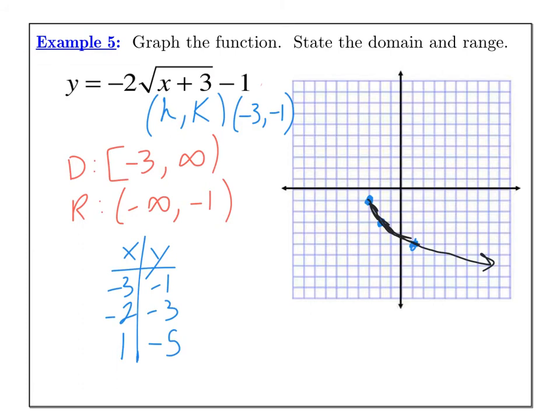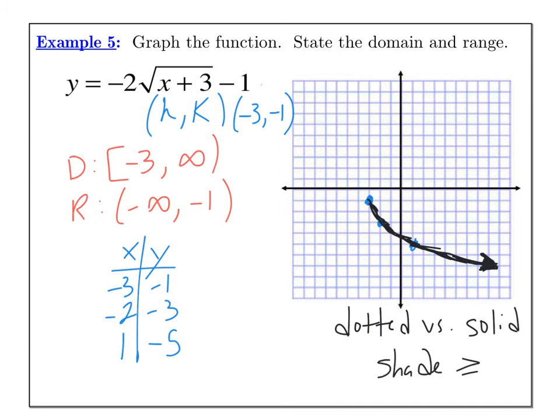So the next thing we're going to be looking at are inequalities. The only difference between the equations and inequalities are going to be the dotted graphs versus solid, and then we have to shade based off of the symbols. So that's what we're doing here coming up.